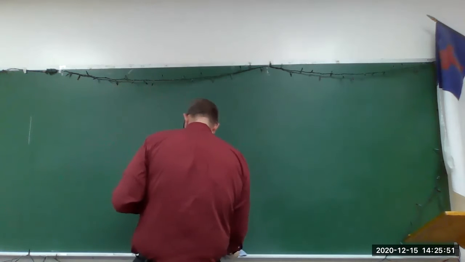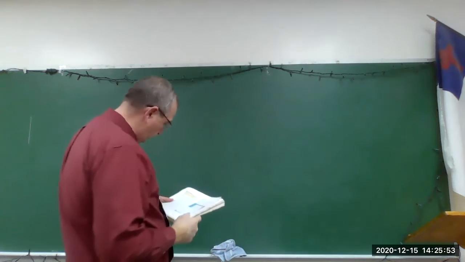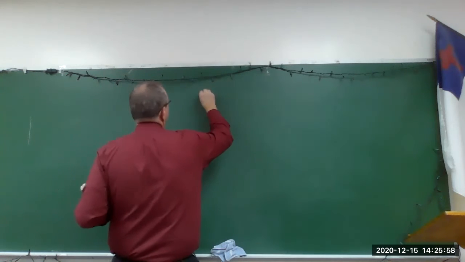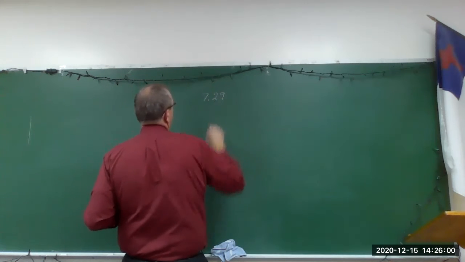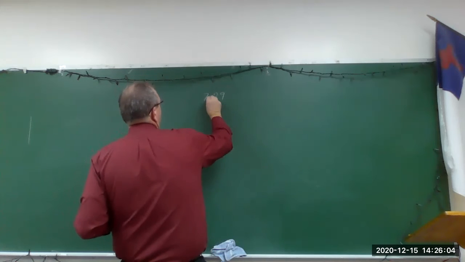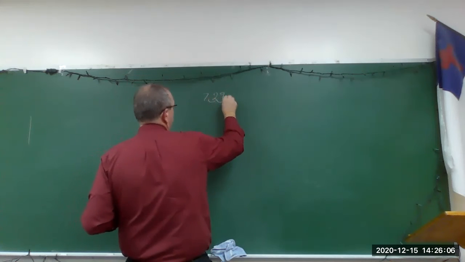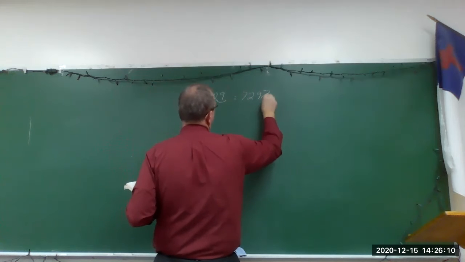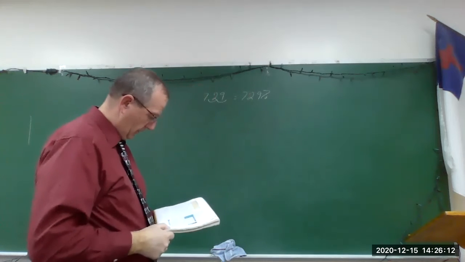Okay, now the next one, 7.29. Again, all you're doing is moving the decimal point 2 places to the right, so that's going to give you 729%.